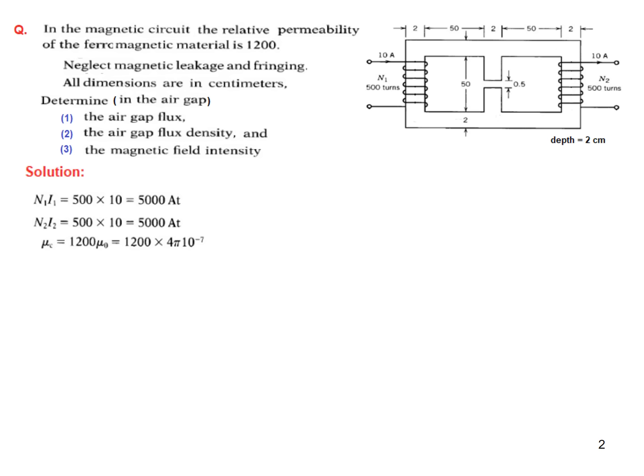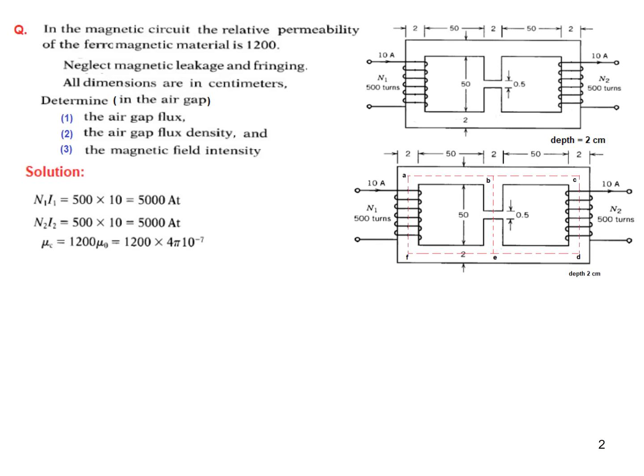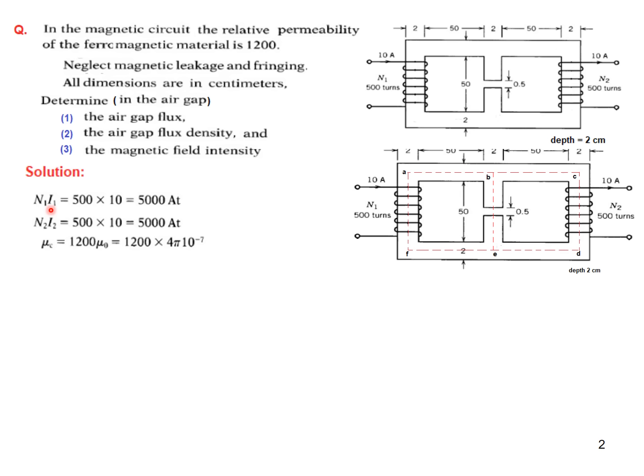So let's see what all is given. We have the powers, N1 I1: 500 multiplied by 10, so it is 5000 ampere-turns. Similarly, this one is also 500 multiplied by 10, so 5000. The permeability of the core is 1200 multiplied by mu naught, the permeability of air. So this becomes 1200 into 4 pi 10 raised to the power minus 7.